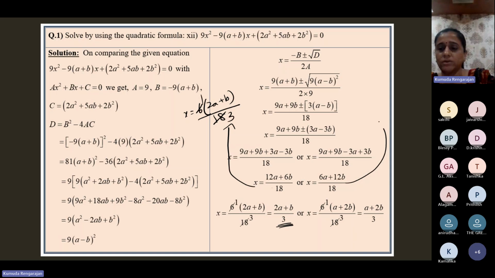Or take out common, x is equal to 6 common, a plus 2b by 18. So 6 ones are 6, 3 sixes are 18. A plus 2b by 3.